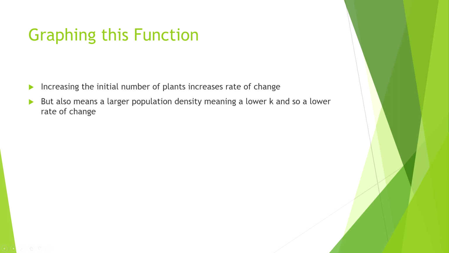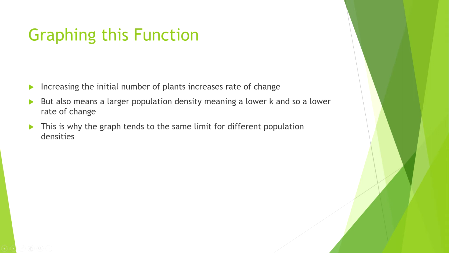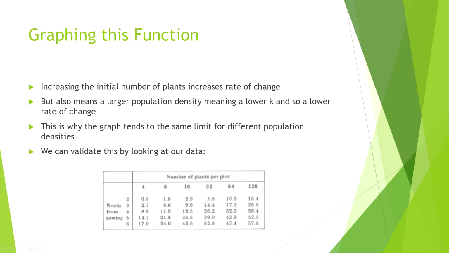However, a larger initial number of plants gives a larger population density, for which the growth pattern is given by a lower value of k, hence the rate of change of yield is lower. Since increasing the population density results in both an increase and decrease in the rate of change, the graph tends to the same limit for different population densities. We can validate this by looking at our data.